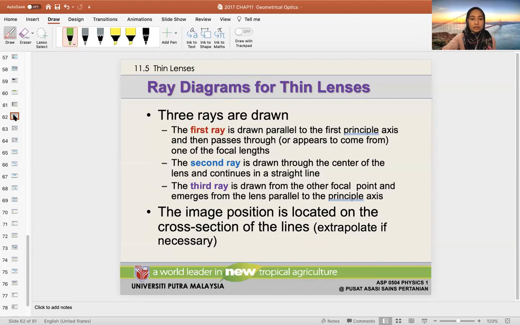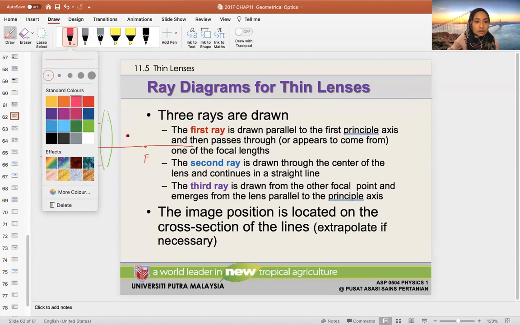So continuing, 3 rays are drawn. The first ray is drawn parallel to the principal axis. Okay, maksudnya just parallel lines. Just parallel lines. So let's say we have a lens over here. So our parallel lines, light will travel like this in straight lines until it hits a boundary. Then it gets refracted, either converges or diverges. So for a converging lens, this is your principal axis, this is your focal point, it will converge into your focal point.